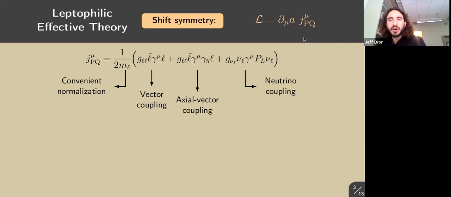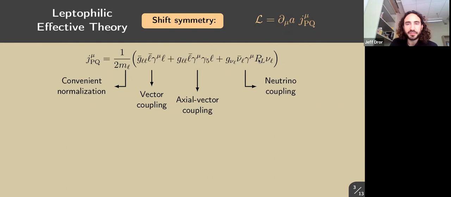Now, the most general possible current J^μ that you can interact this axion with is shown for you in the center of the screen. You have one term over here, which is a vector coupling to charged leptons L. You have a term which is an axial vector coupling to charged leptons, and a neutrino coupling here on the right-hand side.